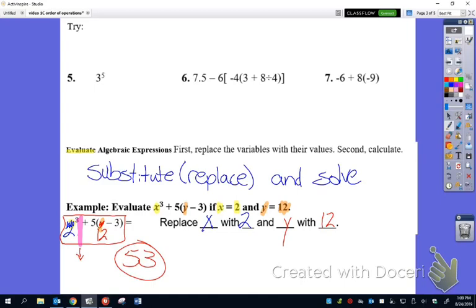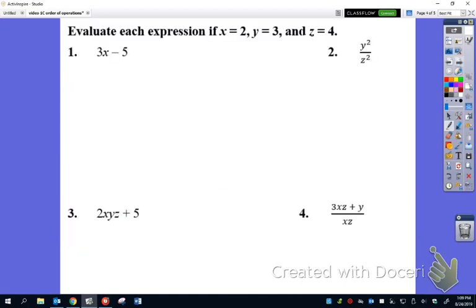Okay. And then, so let's do 4 more problems. So we're going to evaluate. The very first thing now, you've got 3 different colors. So here's x is 2. I'm going to go through, I'm going to look for all my x's.